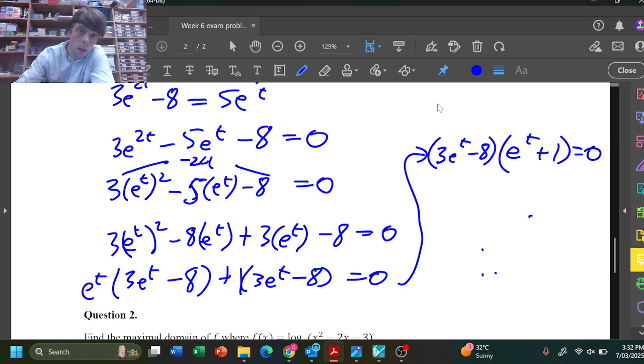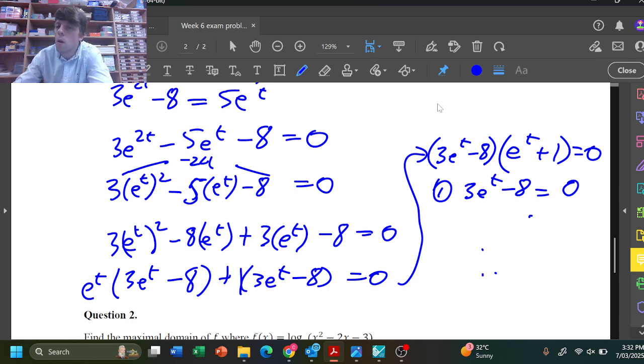So now that we've gotten the question to this stage, we're going to apply the null factor law, which states that this is equal to 0 if and only if that's equal to 0 or that's equal to 0, or they could both be 0. So let's consider the first case. Case 1 is 3e to the power of t minus 8 equals 0.